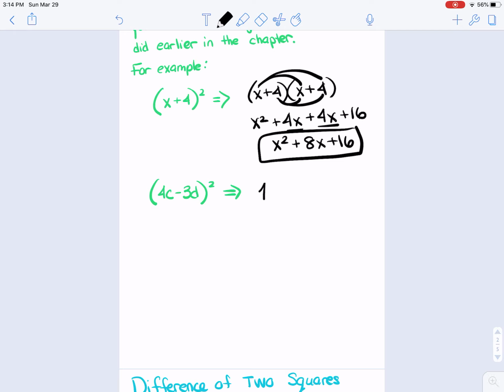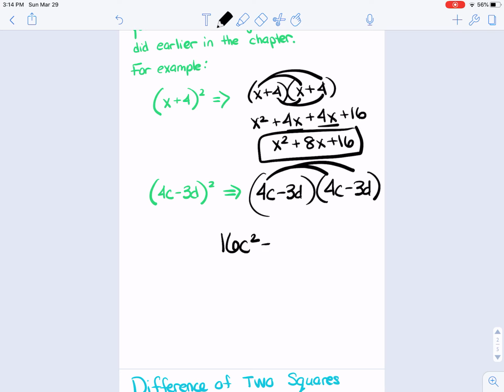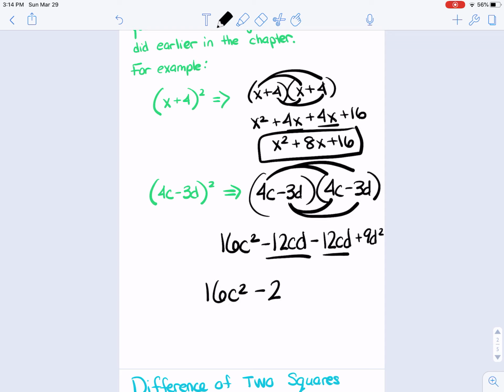All right, so the second example, which we'll do FOILing to remind you what it's like to FOIL. We have a negative sign in this one. 4c times 4c is 16c squared. 4c times negative 3d is negative 12cd. Negative 3d times 4c, oops, I forgot the c, is negative 12cd again. And negative 3d times negative 3d is positive 9d squared. Again, I'm going to clean this up by combining my like terms. Negative 12 plus negative 12 is negative 24.